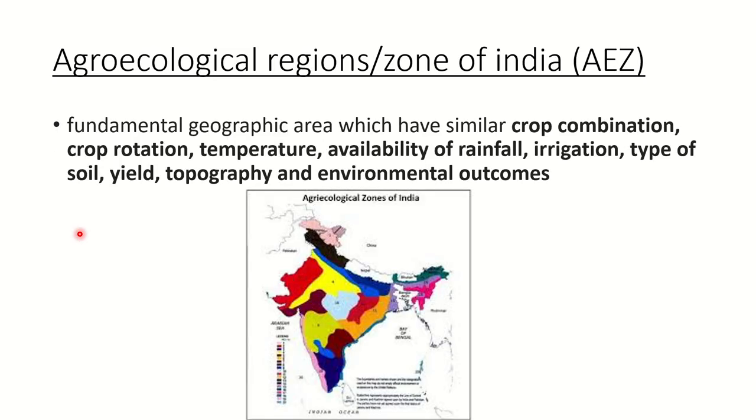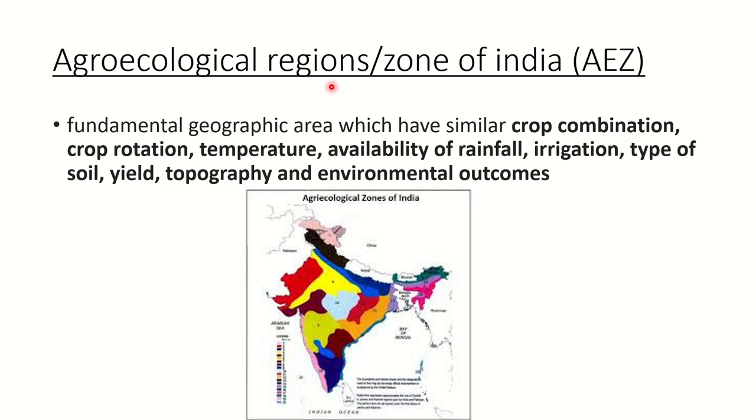Okay, this is the agroecological region. It is a fundamental geographical area which has similar crop combination, crop rotation, temperature, availability of rainfall, irrigation, type of soil, yield, topography, and environmental outcomes. So these ecological regions are divided on the basis of crop combination and many other things.